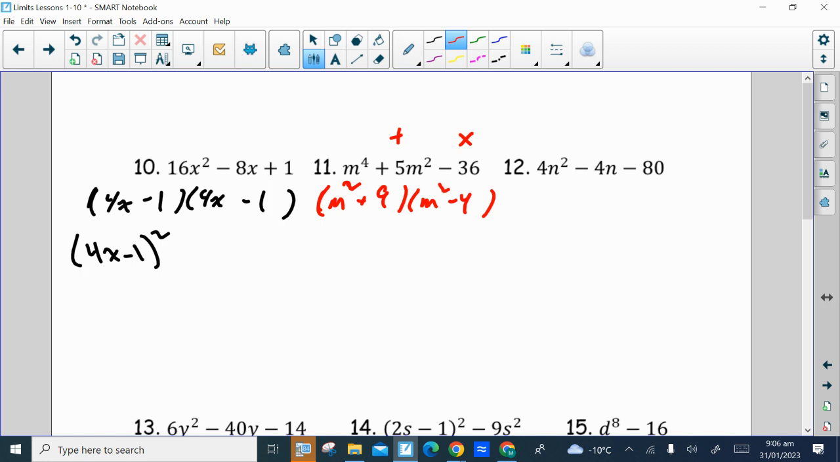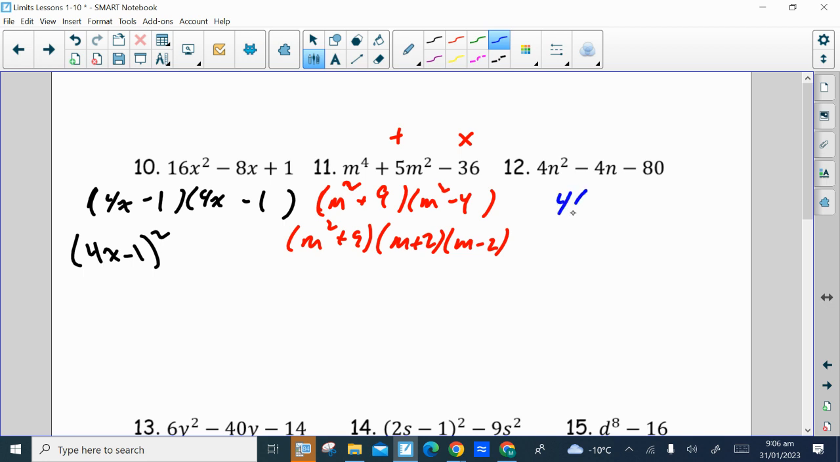The front terms multiply to get m to the fourth. The outer products will be negative 4m squared. The inner products plus 9m squared. You're left with plus 5m squared in the middle. You cannot factor a sum of squares, but m squared minus 4 is a difference of squares. M plus 2, m minus 2. So there's the complete factors.